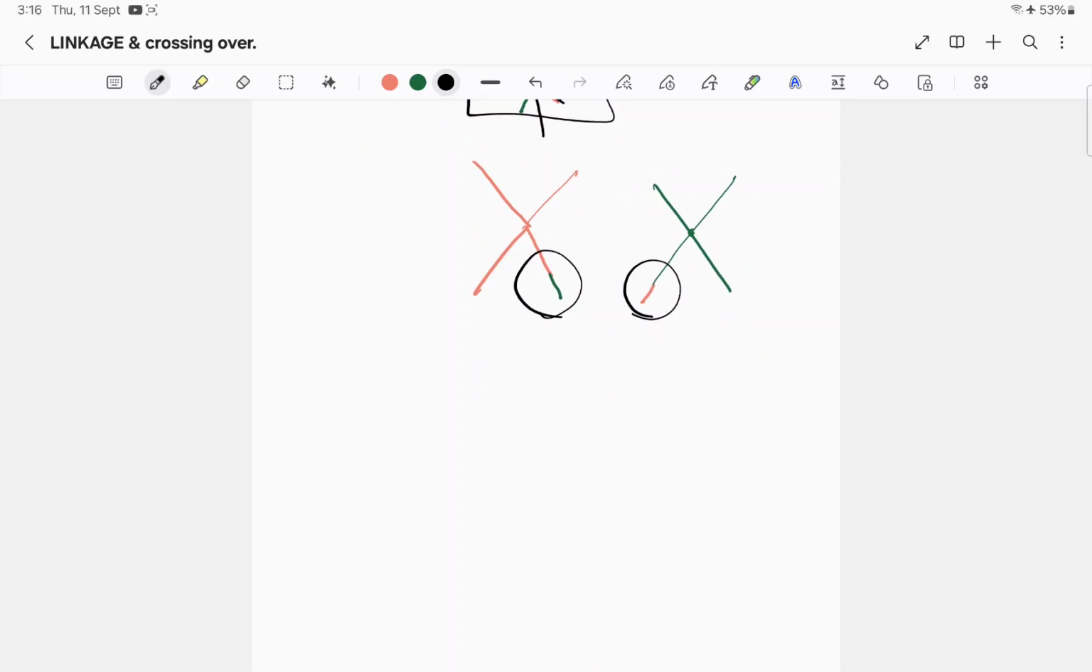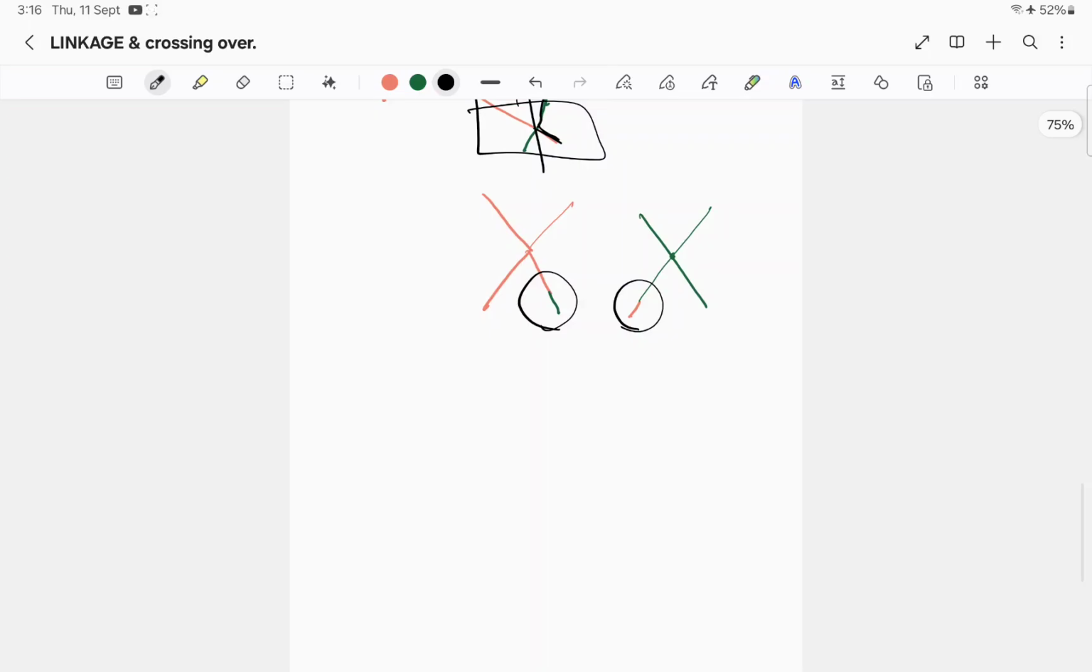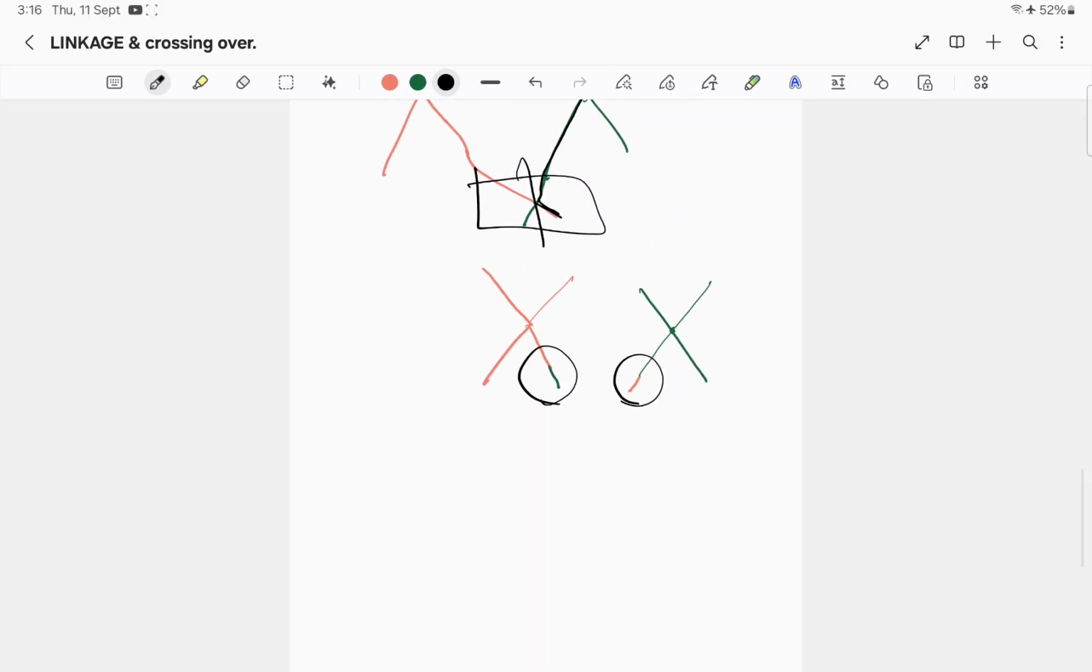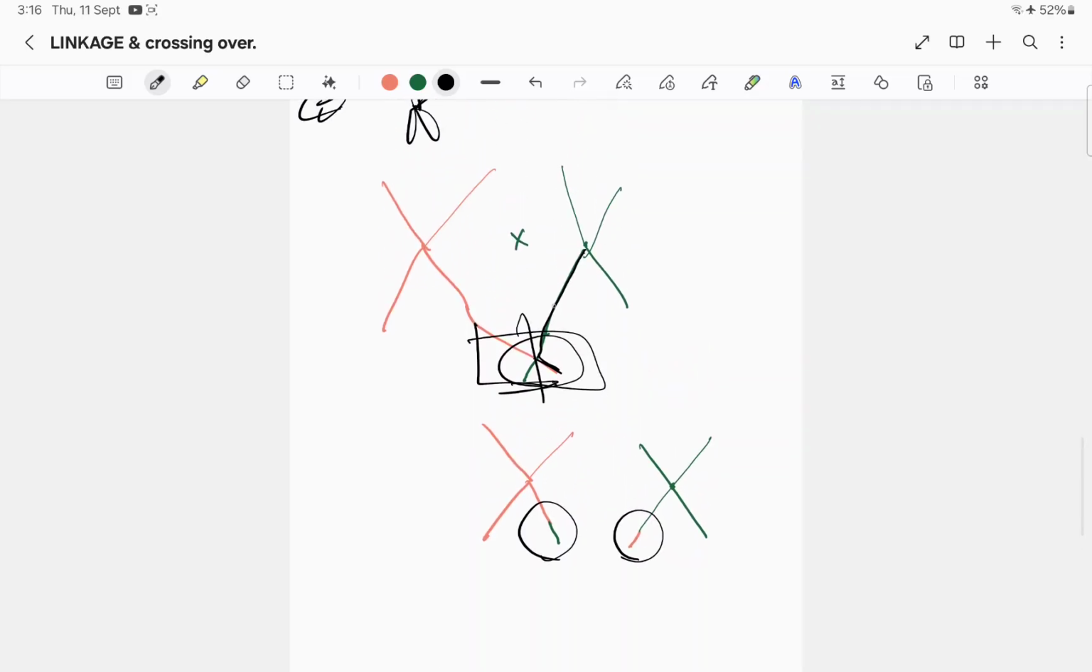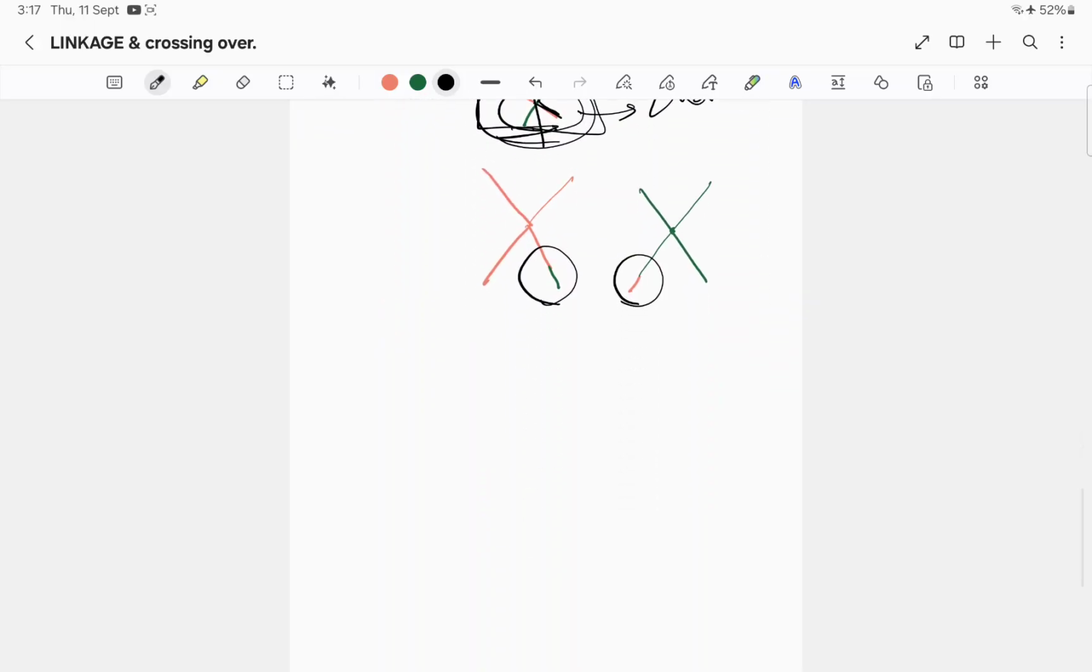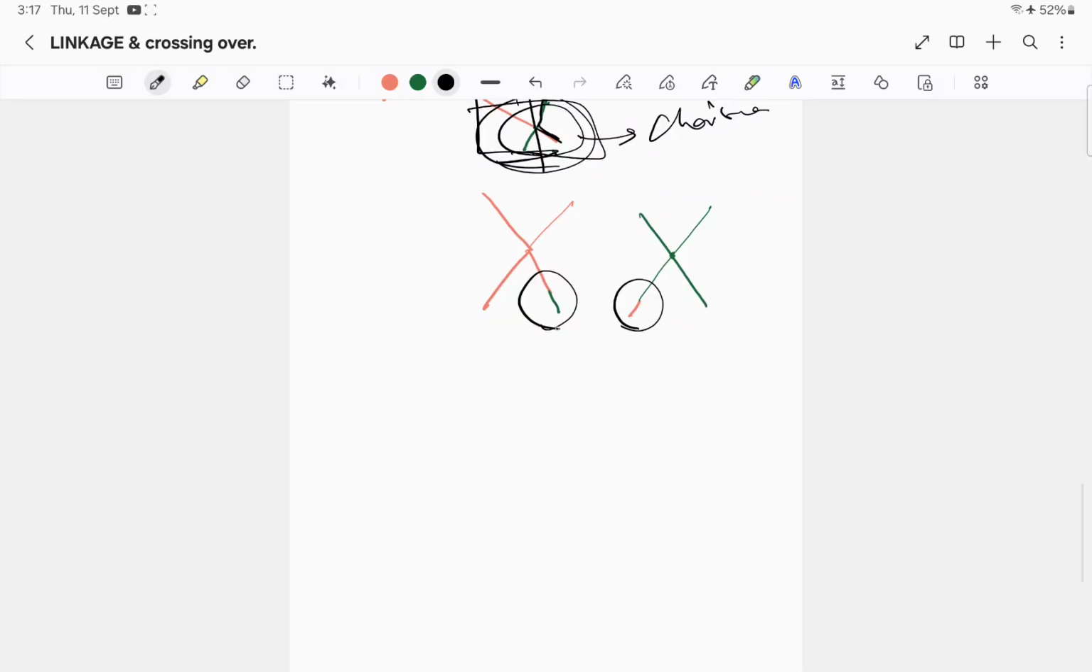Why does it matter? Here, this homologous chromosome forms the tetrad formation. This is the tetrad formation, and this and this are non-sister chromatids. These non-sister chromatids will exchange segments here at the chiasma. Now it has been exchanged, and here we can clearly see the segments have been exchanged.